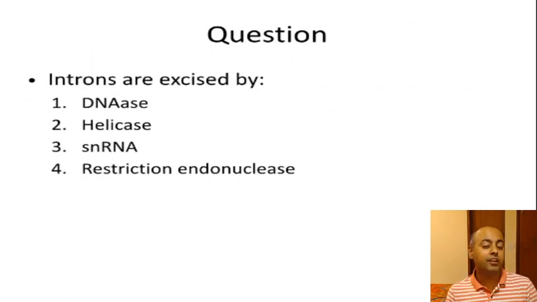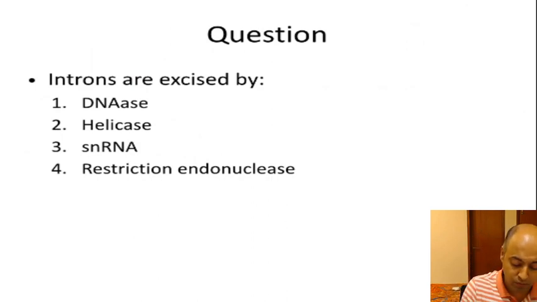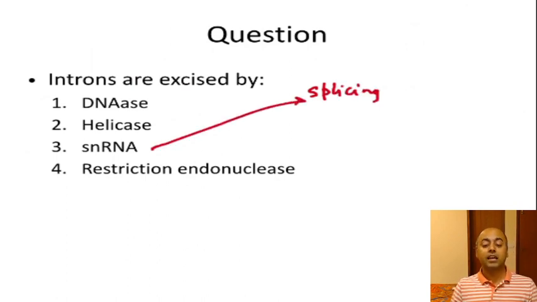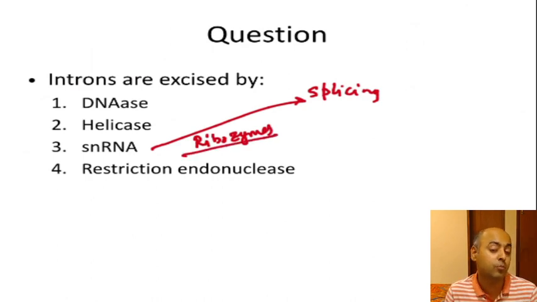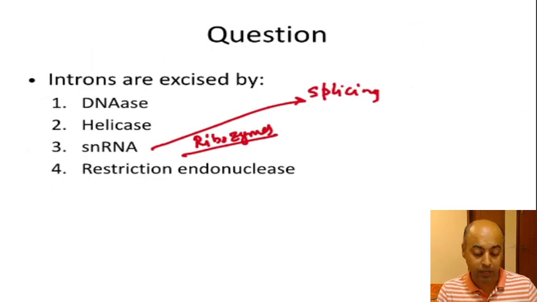Whenever we have introns, we have to remove those introns. Those introns are removed by the phenomenon called splicing. The splicing in turn is done by the snRNA. Please note, snRNA are also known as ribozymes. They function as enzymes, but they are not protein in nature. They are RNA in nature. So remember this: snRNA, the small nuclear RNA, function as ribozymes. They participate in the phenomenon of splicing.